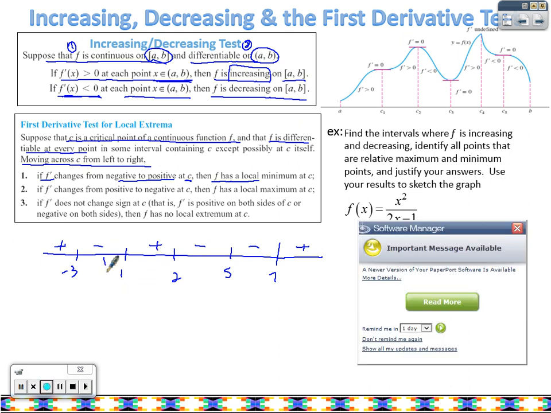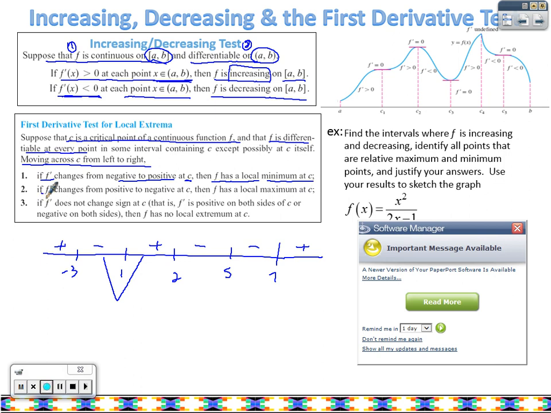Some students like to draw that there just to basically indicate that's a minimum. If you want to, you can. That's just what some students like to do, so that they can just glance at the sign chart and know that there's a minimum value there. We're going from a decreasing function to an increasing function. We're going to have a minimum at that location.